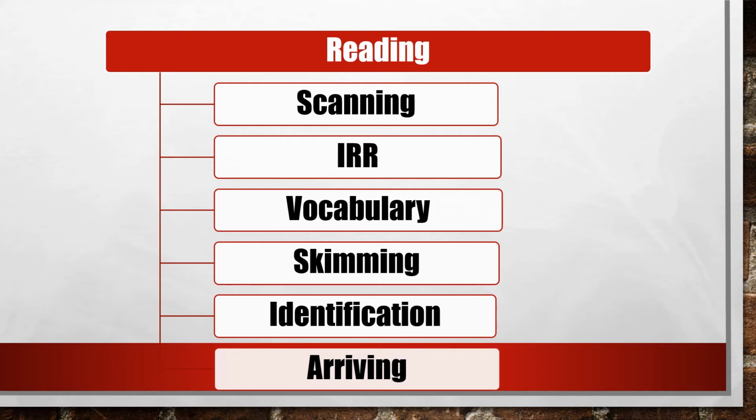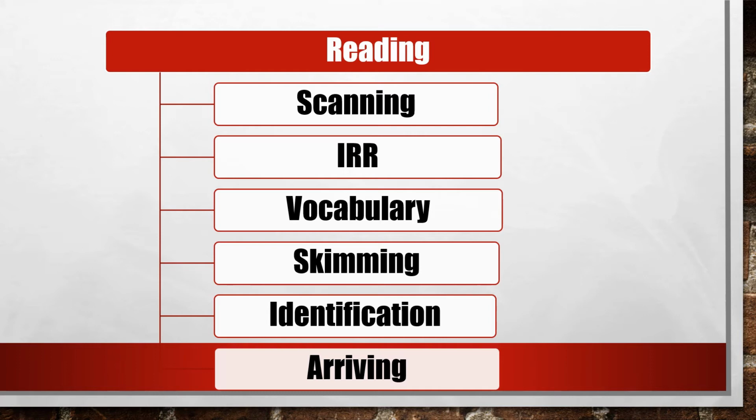Next comes identification. Identification here means you should know the context of pronouns. For example, how pronouns like he, him, they, them are used, or what they are referring to in the passage. So identification of pronouns will fetch you marks in those respective questions. Next type is arriving.